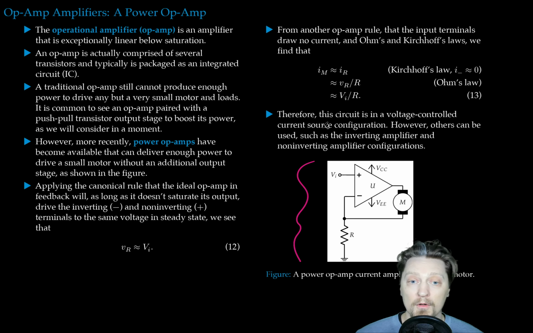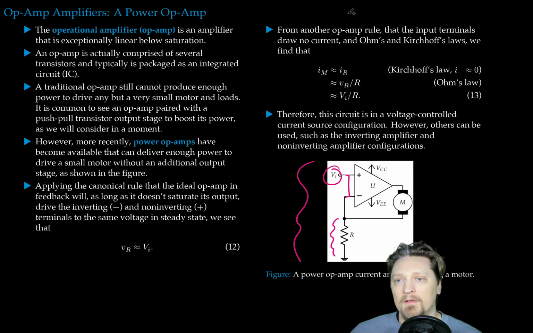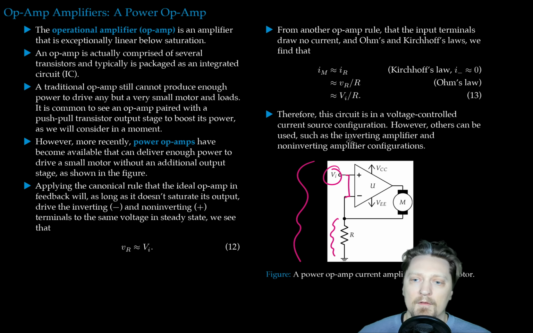Applying the canonical rule of op-amps that the ideal op-amp in feedback will, as long as it does not saturate its output, drive the inverting negative and non-inverting plus terminals to the same voltage. In steady state, we see that VR, the voltage across the resistor, is approximately equal to VI because these two terminals are at approximately the same voltage when there is a feedback connection like we have here. From another op-amp rule, the input terminals draw no current. Remember, these terminals draw insignificant amounts of current.